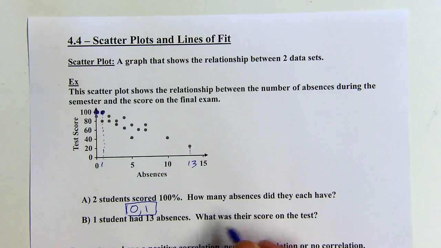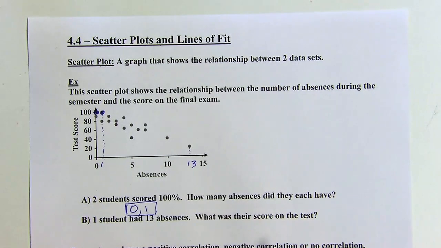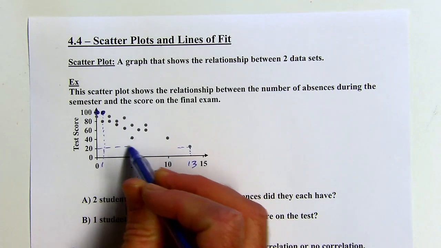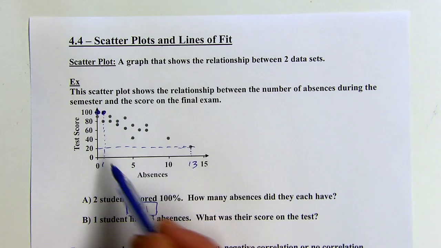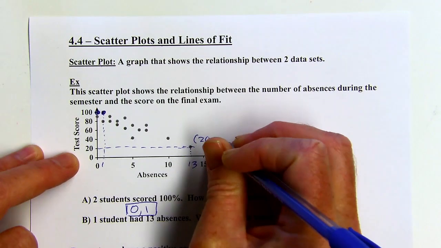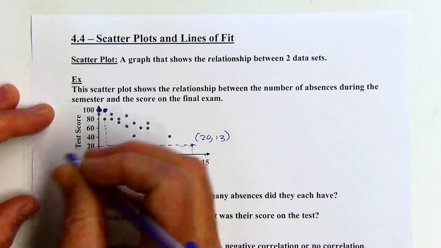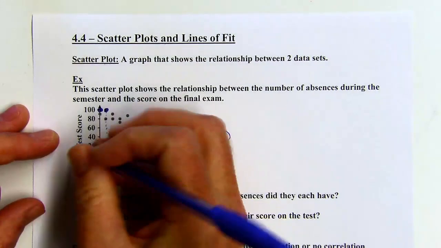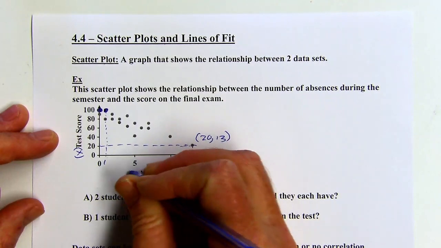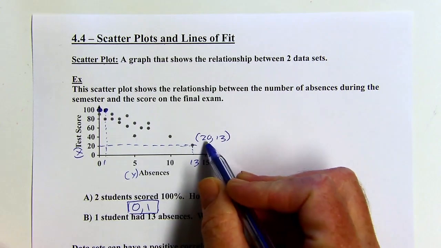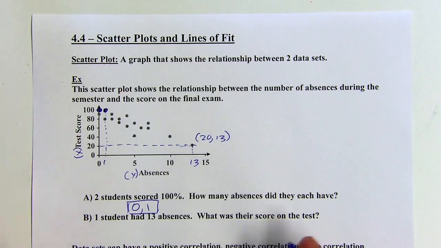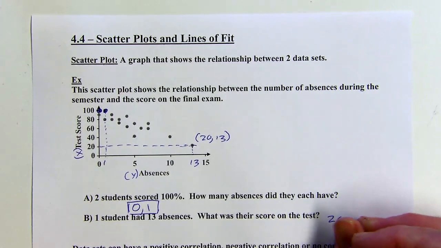Then I want to figure out what the score on the test was. So I'm going to trace this back to the y-axis, and it looks like this would be the point (13, 20). My x-coordinate is the absences, and this would be the y, the test score. So that means a test score of 20 with 13 absences. The score on the test is 20%.